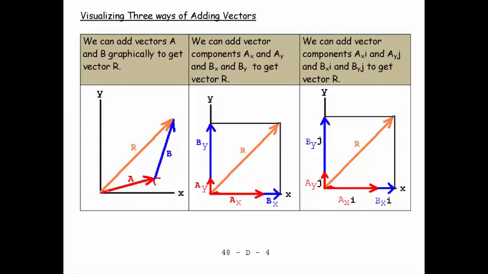So a vector consists of a length, a line with an arrowhead because it points in a given direction, and the process of adding vectors is drawing the tail of vector B on the head of vector A.